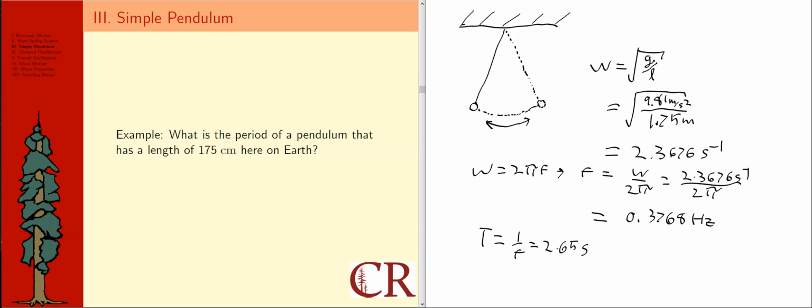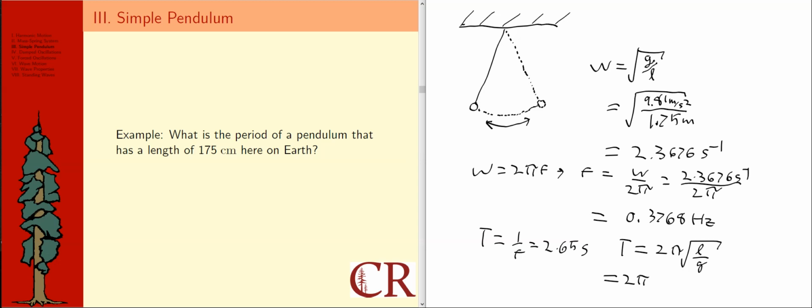Now, I've done all this work starting from here because that's what I like to do. But if you said, hey, I had this formula written down, period is equal to 2 pi times square root of L over g, could I just plug into that? And the answer is yes, you can.